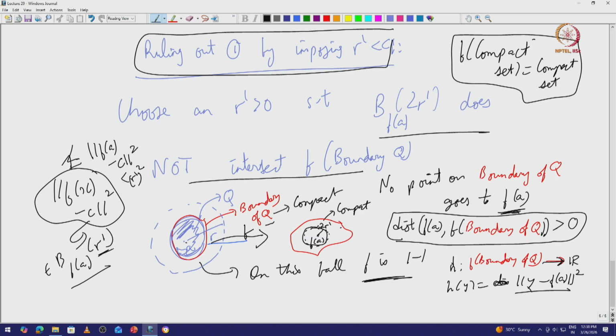Since C lies in the smaller ball, the distance from f of a is at least 2r dash. The distance from C is at least r dash, right? So this is a contradiction. So this is larger than r dash square, but it is less than r dash square, and that's a contradiction.